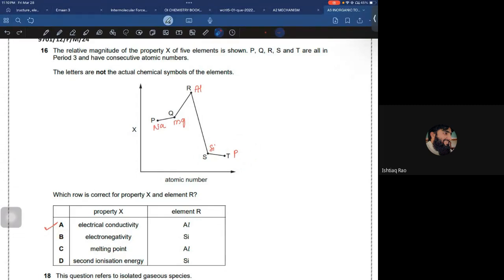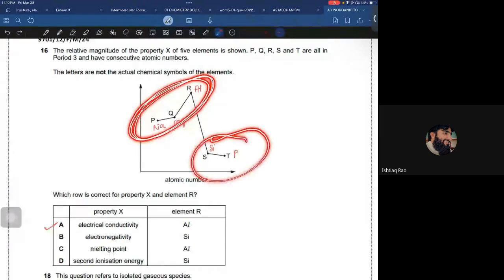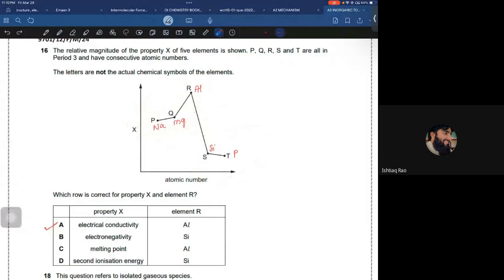B is electronegativity. Electronegativity increases across the period and decreases down the group. These three are metals and these are non-metals. Metals have a lower electronegativity because a metal has to lose electrons. What is the definition of electronegativity? The ability of an element to attract electrons towards itself. No, metals have to lose electrons, so generally metals have a lower electronegativity. So option B is incorrect.